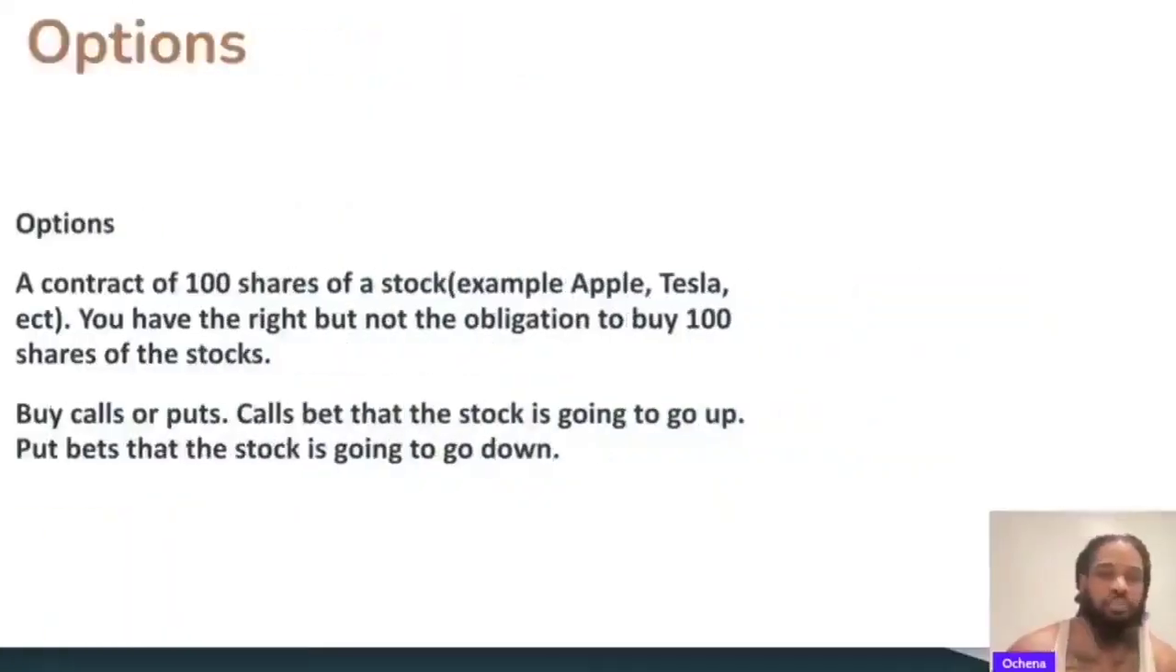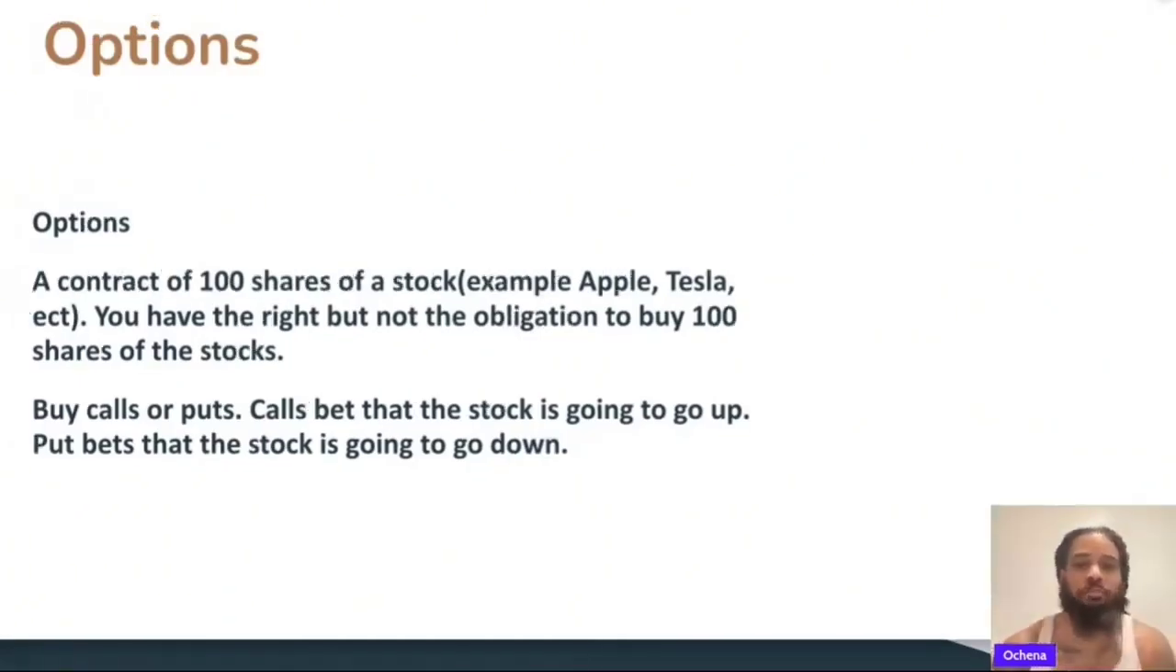What is an option contract? An option contract is a contract of 100 shares of stock, for example, Apple, Tesla, Adobe, stocks like that. You have the right, but not the obligation, to buy 100 shares. You could buy calls or puts. Calls bet that the stock is going to go up. Puts bet that the stock is going to go down.